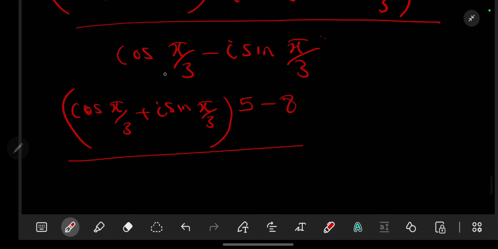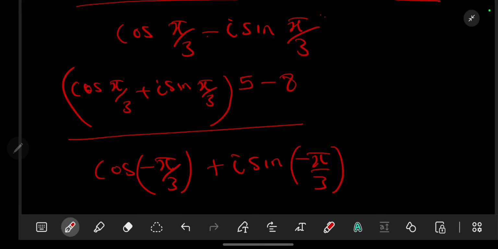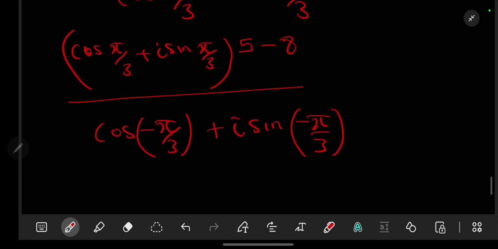Now make the bottom be the same, having this sign. So this will be cos of -pi/3, then we have our positive i sine of -pi/3. So this is what we have at the bottom.